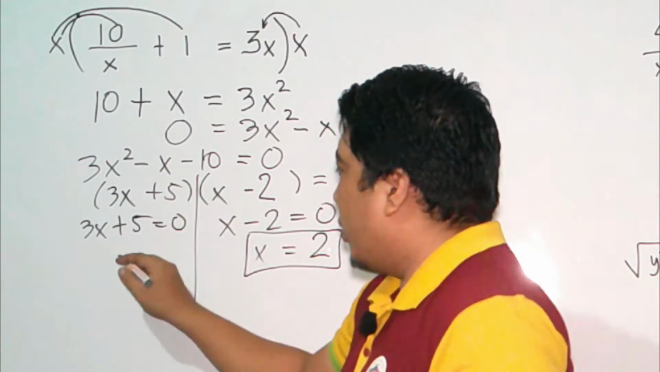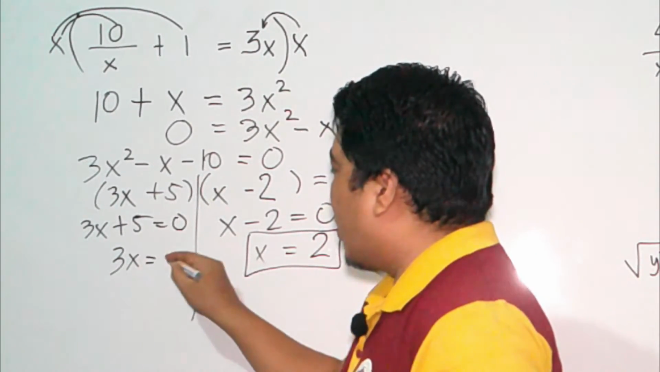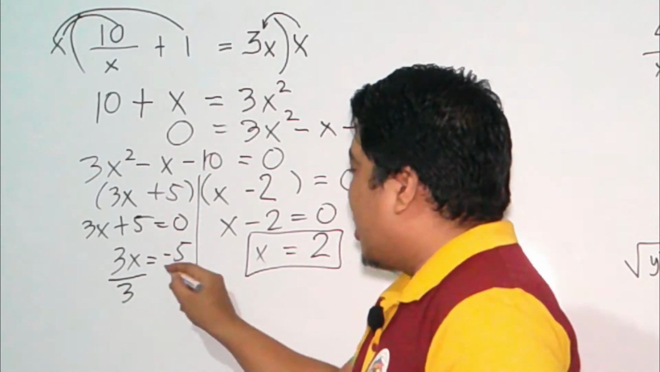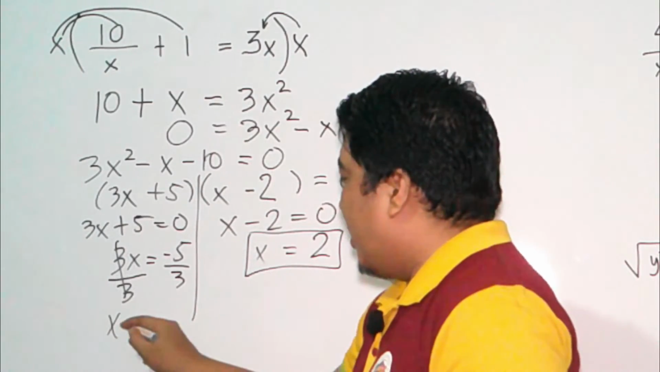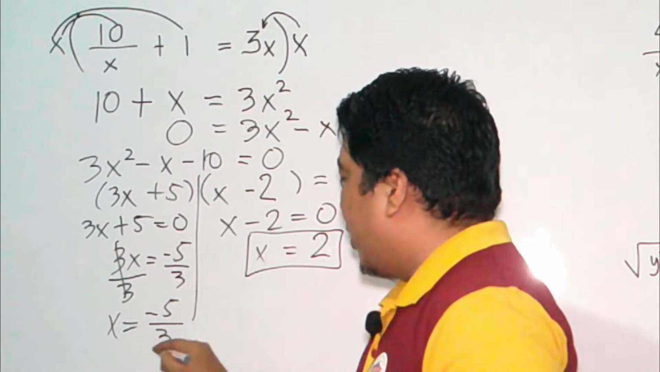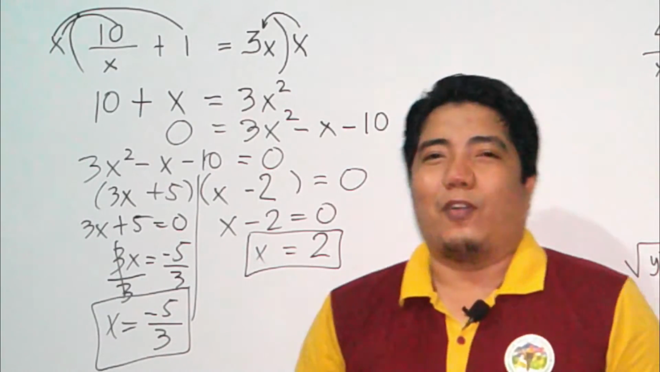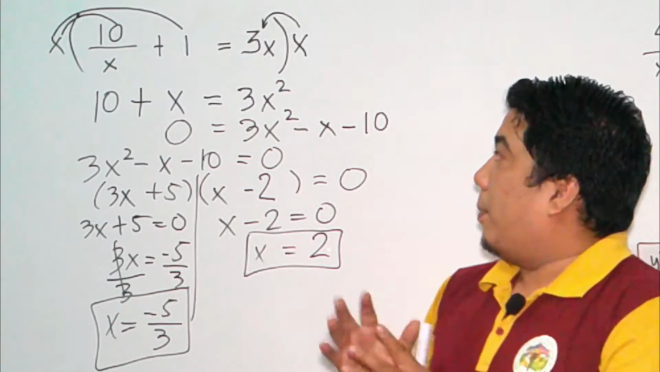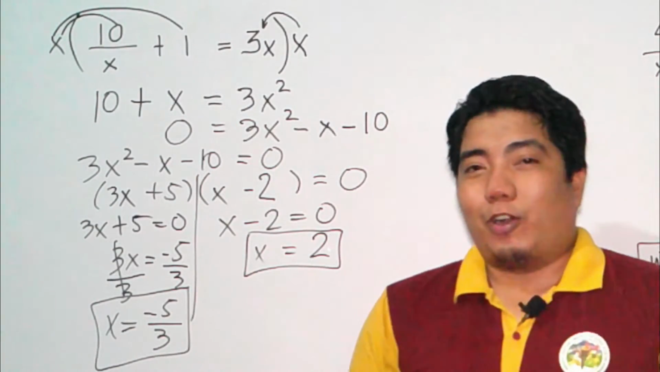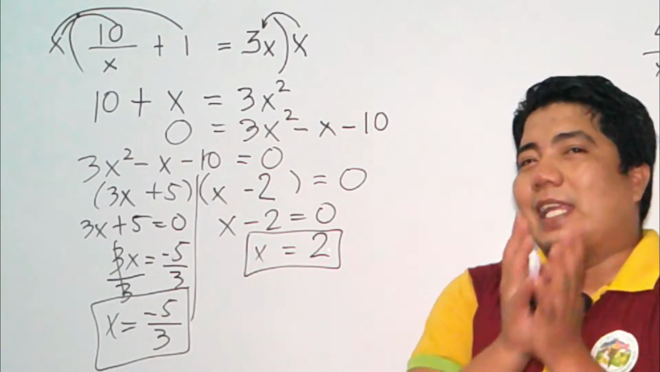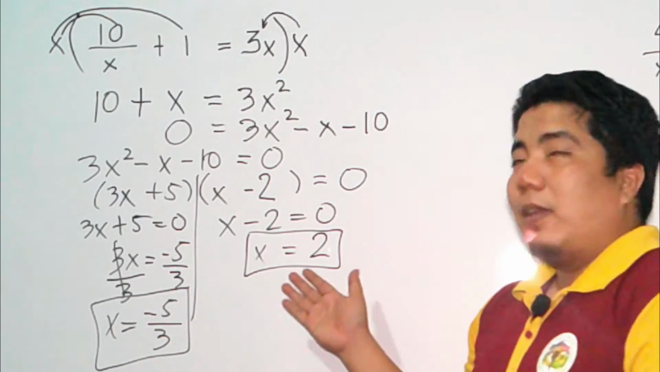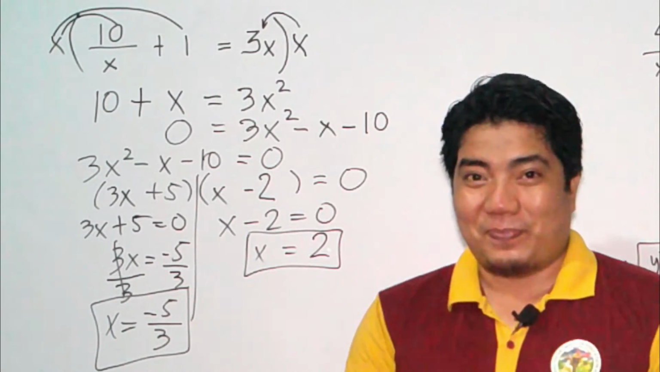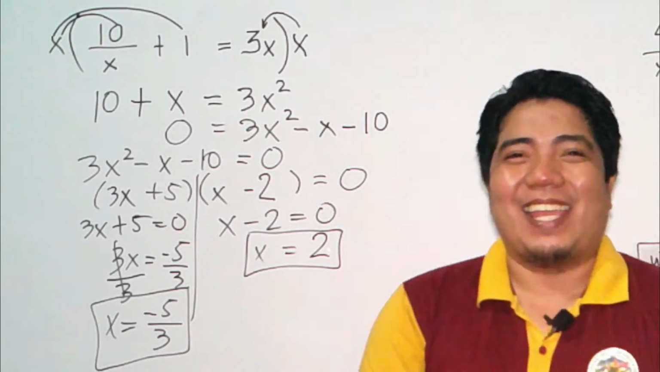Next, here, we transpose it, giving us 3x is equal to negative 5. However, we still have 3 here in our x, so we divide both sides by 3, canceling the 3 here and giving us negative 5 over 3. And this is the second value of our x. So, for this given equation, 10 over x plus 1 is equal to 3x, in order for the equation to be true, the values of your x must be either positive 2 or negative 5 over 3. Simple, right? Now, let's try another example.